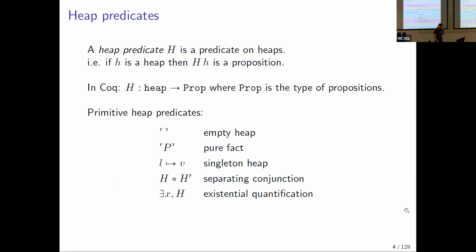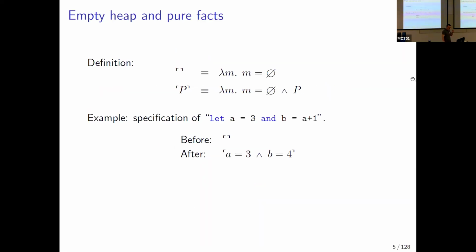All right, so you have a bunch of heap predicates. Heap predicates are predicates on heaps, which means that if H is a heap predicate, then H of h, big H of small h, is a proposition. So in fact, that would mean that H is of type heap to Prop, where Prop is the type of propositions. You have the empty heap, the pure fact P, the singleton heap L maps to V, and the most important one, the separating conjunction H star H prime, and existential quantification. I'll go briefly over all of those.